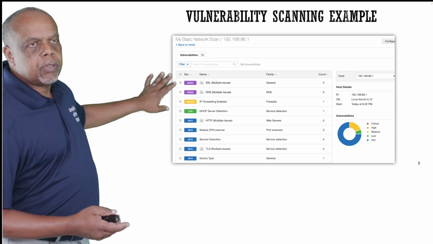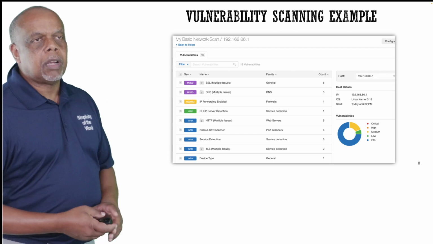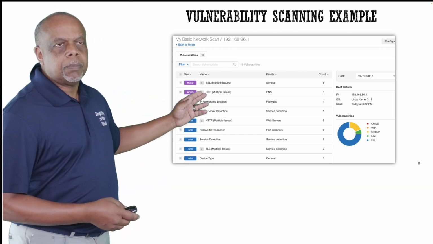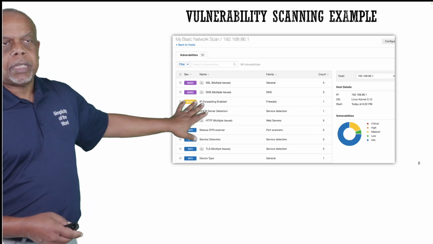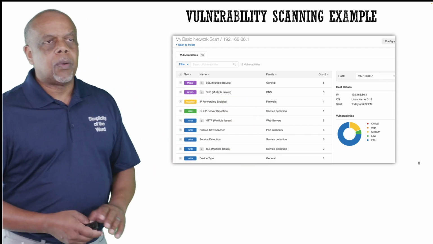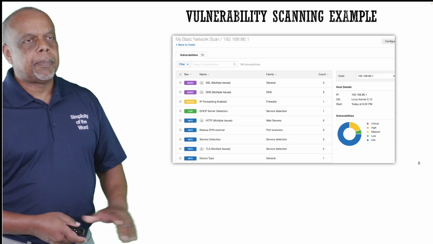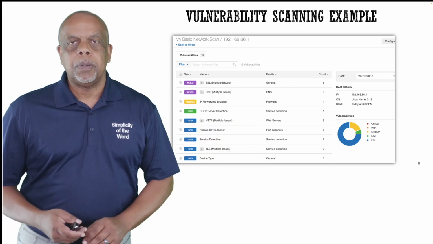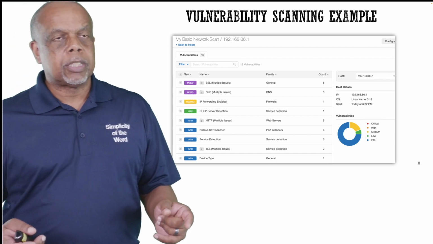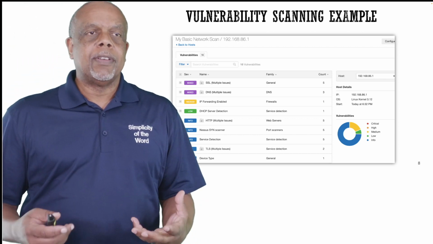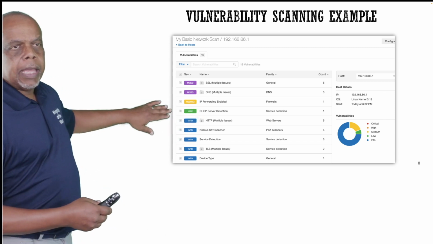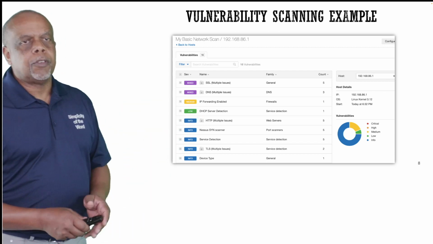But now, you start seeing what these vulnerabilities are. There are some vulnerabilities in SSL, multiple issues there. I got some DNS vulnerabilities going on. IP forwarding enabled on one of the firewall rules. Not good, so you don't want to forward IPs. DHCP server detection, so I got a DHCP server. That's why it's such a low, because it's not a bad thing to have DHCP running, but you just want to be aware of that. And then a lot of the informational ones.